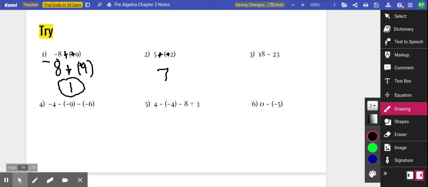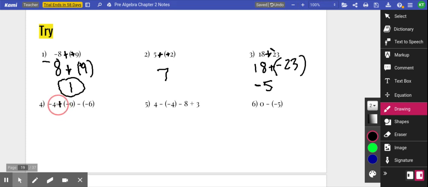Here I'm going to leave this as 18. I'm going to change it to addition. The opposite of 23 is negative 23. So here's what I'd have: plus a negative 23. So they have opposite signs, subtract. 23 minus 18 is 5. Since this is the bigger number, bigger absolute value, and it has a negative sign, we leave it as negative 5.